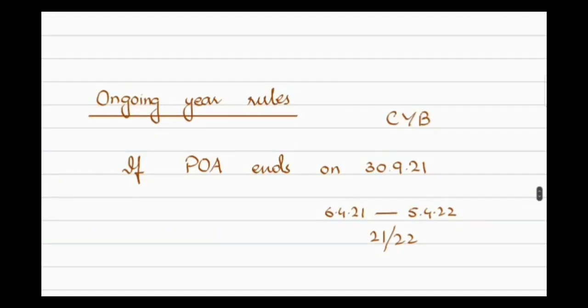Our next topic is sole trader basis of assessment. First, we need to consider the current year rules. If the period of account ends on, for example, 30th September 21, we need to identify which tax year this date lies in. This date lies in a tax year which starts on 6th April 21 and ends on 5th April 22. So it is the tax year 21-22, and this is known as current year basis.